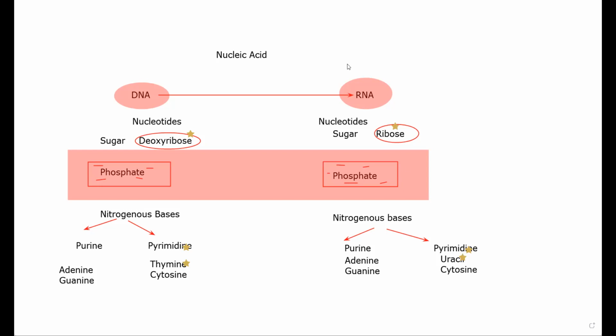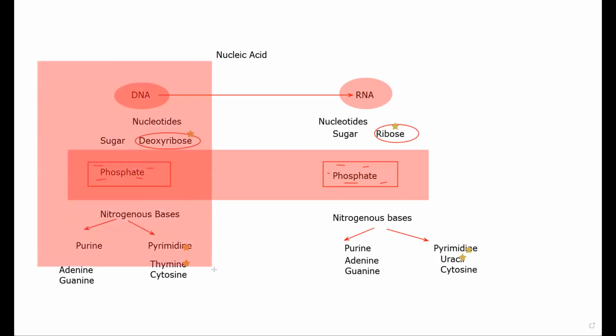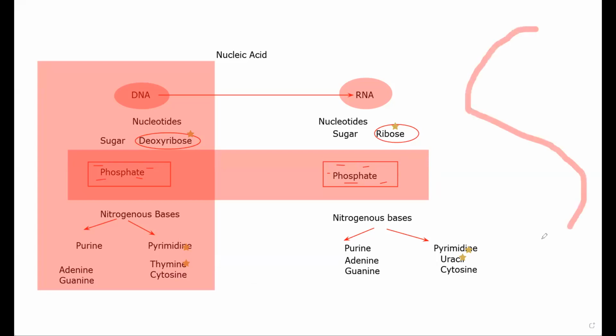So how are these molecules in DNA arranged, right? DNA, which is a messenger for passing hereditary information from parents to the next generation, is essentially a chemical molecule, right? So how are these chemical molecules arranged, how do they provide structure to DNA? The structure of DNA is that DNA is a double helical molecule.